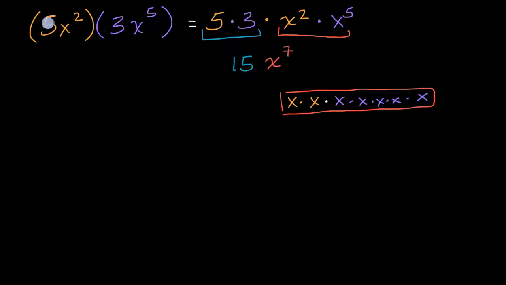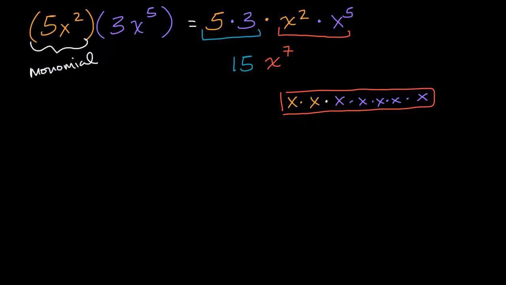So the key is look at these coefficients. Look at these numbers, the 5 and the 3, multiply those. And then for any variable you have, if you have x here, so you have a common base, then you can add those exponents. And what we just did is known as multiplying monomials, which sounds very fancy. But this is a monomial. And in the future, we'll do multiplying things like polynomials, where we have multiple of these things added together. But that's all it is, multiplying monomials.